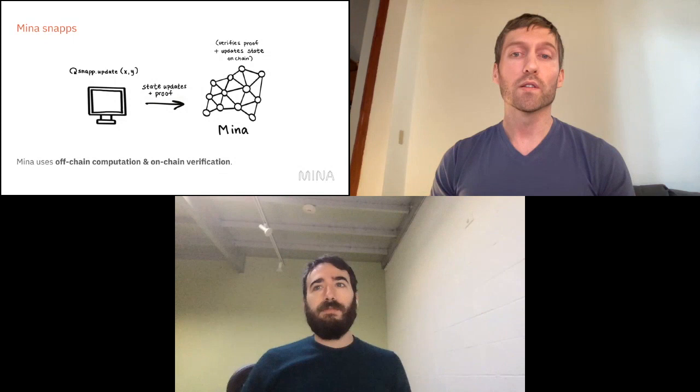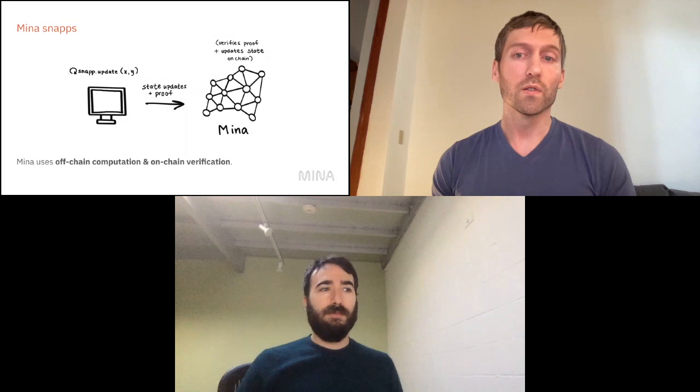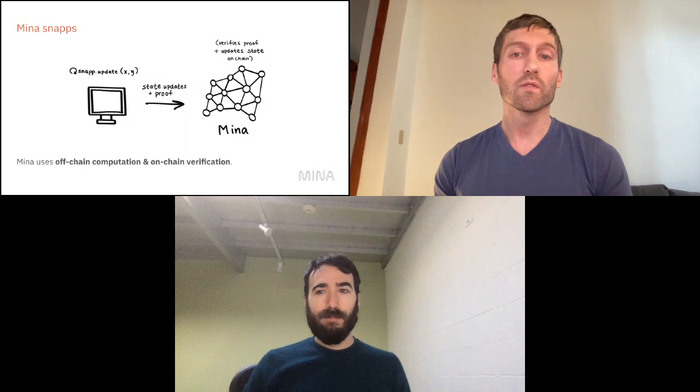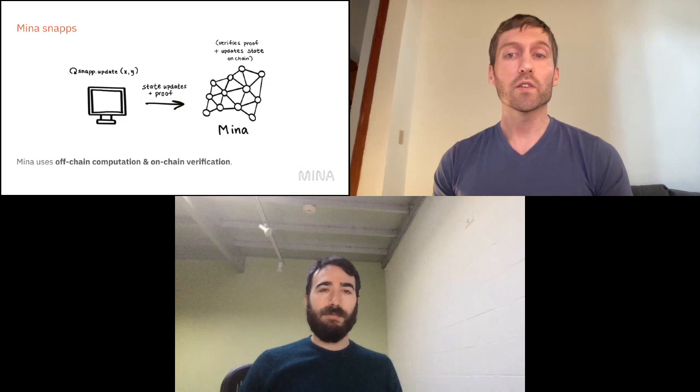Clients down the line can then verify the correct state of a snap account just by quickly verifying proofs sent to the snap accounts. There's no need to execute the full program like Ethereum would over and over in order to confirm it. So the program is only executed off-chain locally on the user's machine before it's sent to the Mina blockchain.